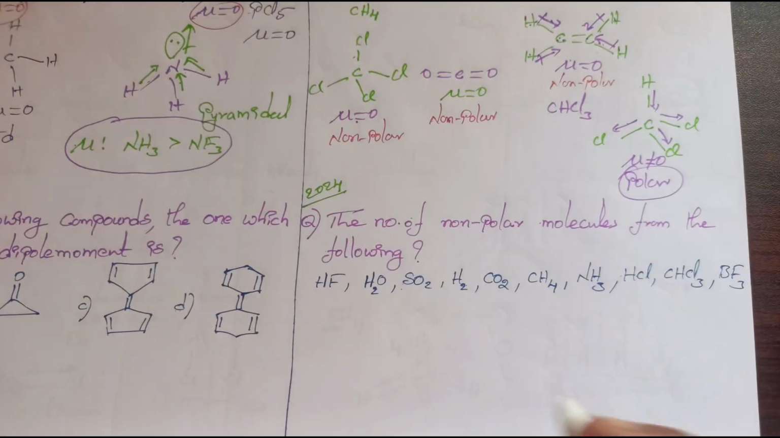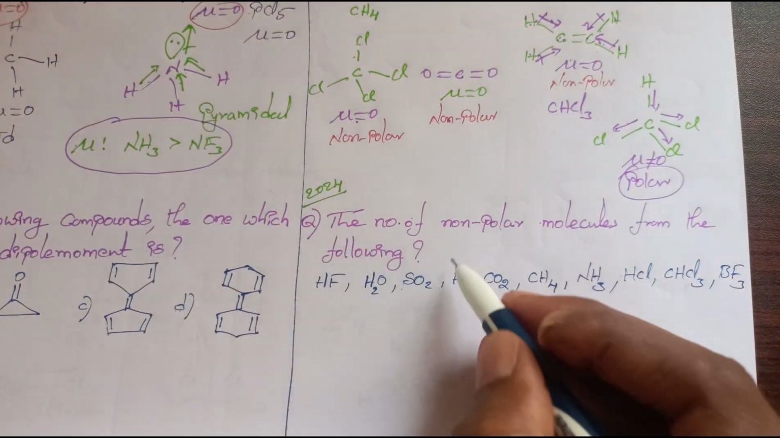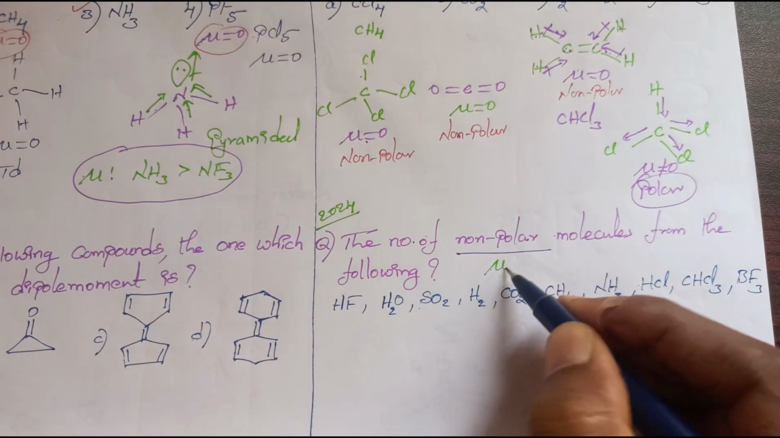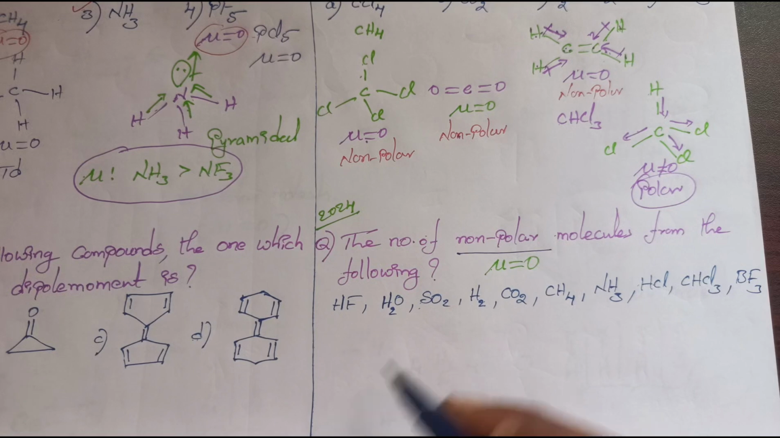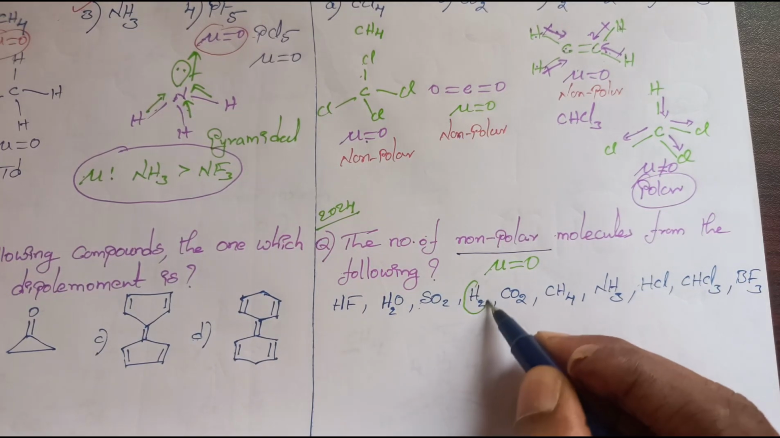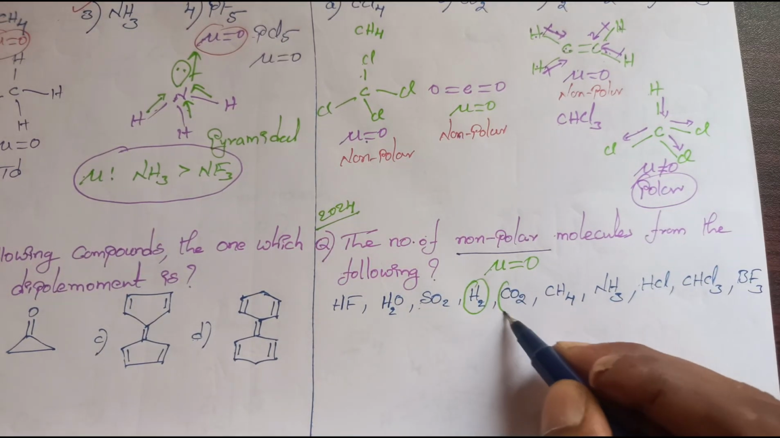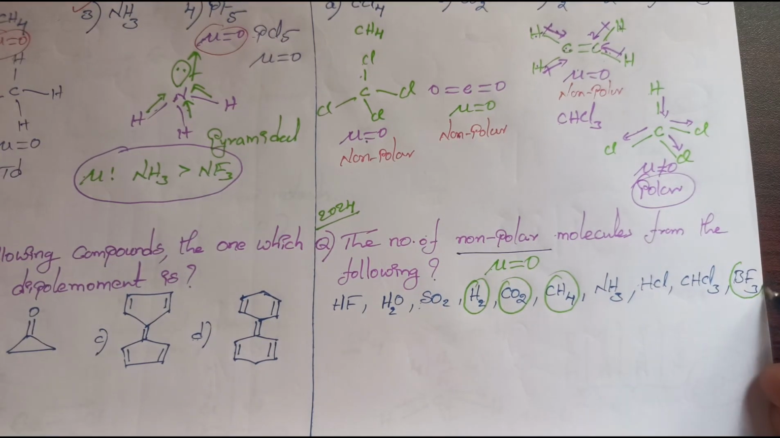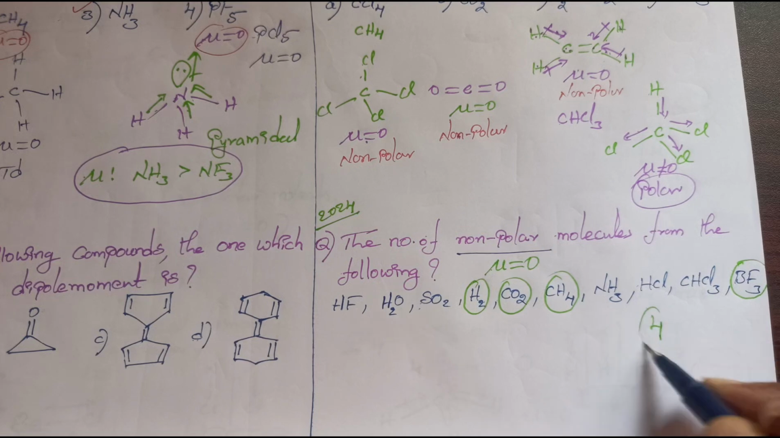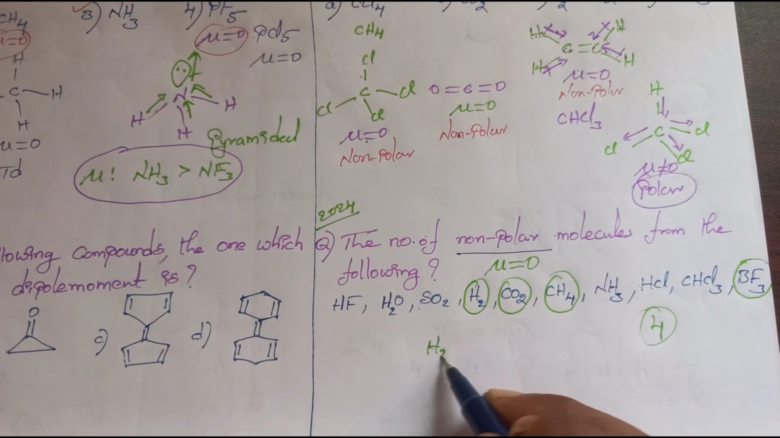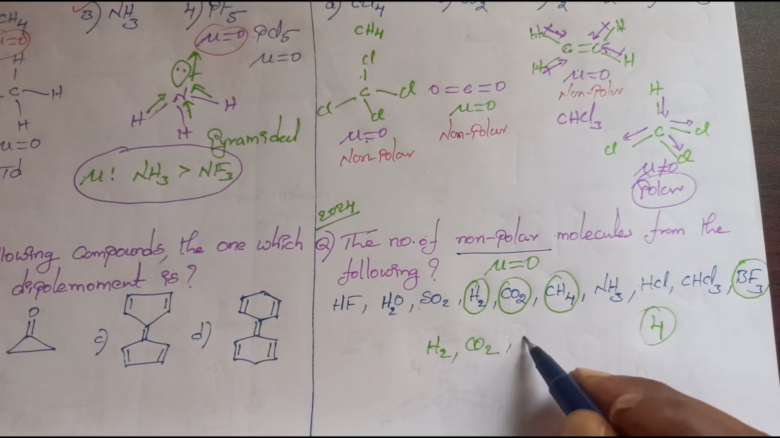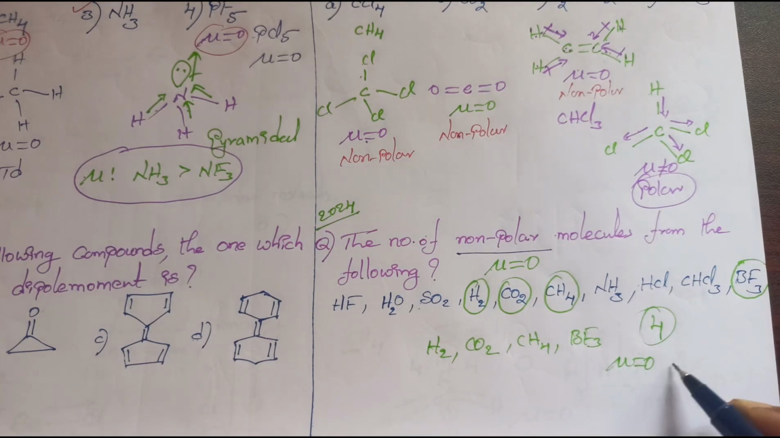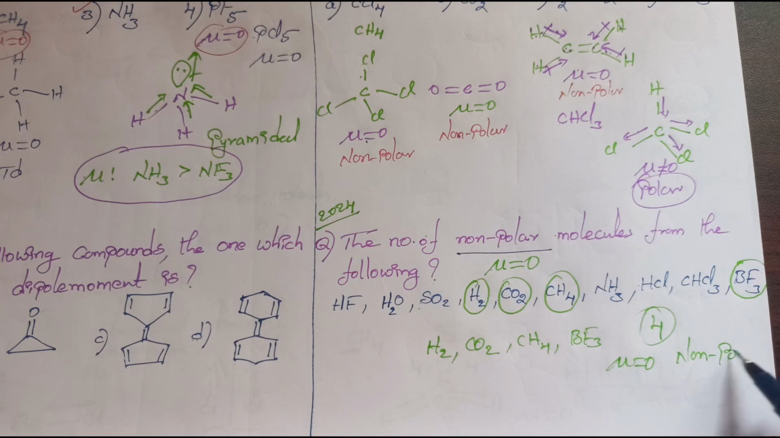Next, observe this question: the number of non-polar molecules, that means dipole moment equal to 0. Here H2 has dipole moment 0, CO2 has dipole moment 0, methane has dipole moment 0, and boron trifluoride also has dipole moment 0. So how many are there? 4: H2, CO2, CH4 and BF3. Dipole moment 0, non-polar molecules.